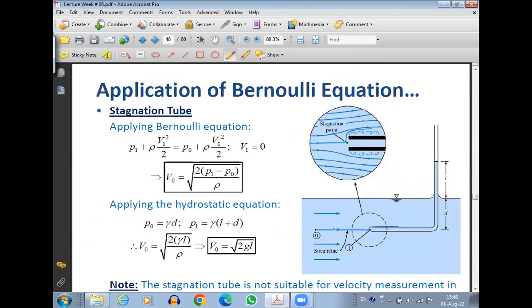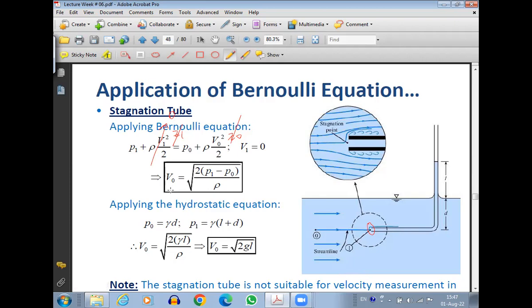First of all, between 0 and 1, there won't be any elevation difference. This is a horizontal flow. So Z1 and Z0 will cancel each other because they are at the same elevation. What we are left with is P1 plus rho V1 squared upon 2 equals P0 plus rho V0 squared upon 2. Now we know that at point 1 the velocity is 0 because that's the stagnation point. So V1 is 0, and we put V1 as 0. What we are left with is V0 equals the square root of 2 times (P1 minus P0) divided by rho.